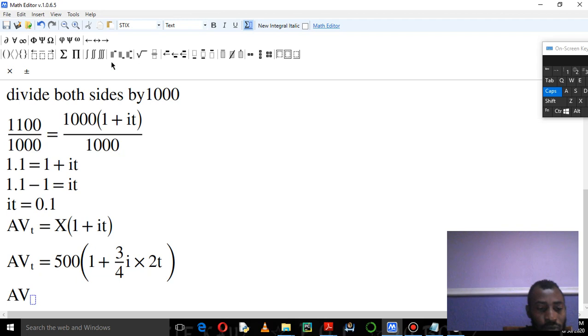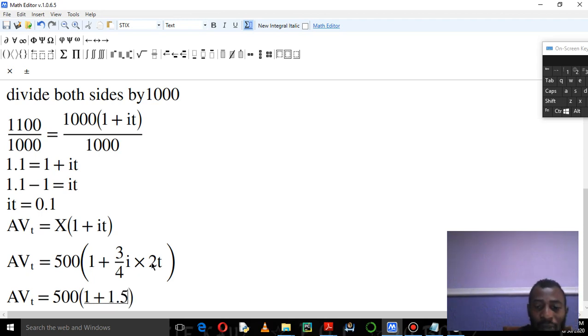So our A_VT is equals to 500 into bracket 1 plus, 3/4 times 2. You can multiply this now. 3/4 times 2, press your calculator. It will give us 1.5. So 3/4 times 2 here will give us 1.5.